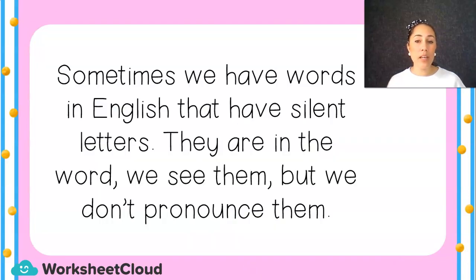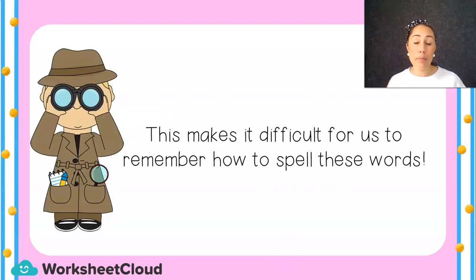So sometimes we have words in English that have silent letters. They are in the word, we see the letters, but we don't pronounce them. And that just means that we don't say the sound of the letter. But that is a problem because this makes it difficult for us to remember how to spell these words. Because if we don't say the sound, then we won't remember to put it in the word.